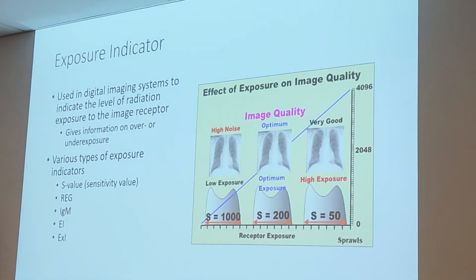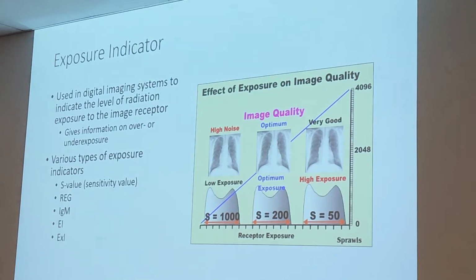Okay. So we need a way to describe the amount of exposure to that IR. If we have the proper amount of exposure, we will get a good brightness. If we have an improper amount of exposure, our brightness is either going to be too low or too high. Too low, it's too dark, overexposed. Too high, too white, it's going to be underexposed.